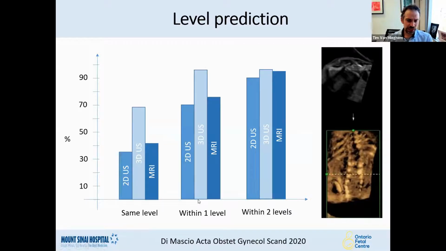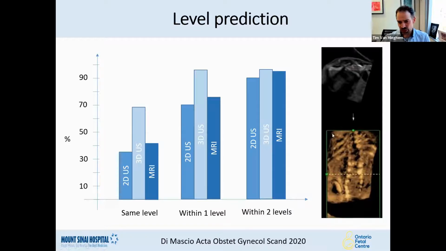If we're then talking about being one level off, so say calling the lesion an L5 lesion when postnatally it's an L4 lesion, then we can see that 2D ultrasound does a little bit better. About 70% of cases will be within one level of the true postnatal level. 3D ultrasound reaches about 95%, and MRI reaches about 75%. And then when we're looking at within two levels, most techniques achieve about 95% accuracy. But if you compare these bars, I think that you're most likely accurate with 3D ultrasound.